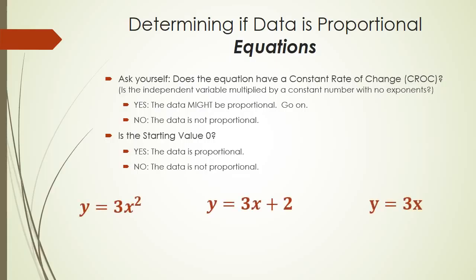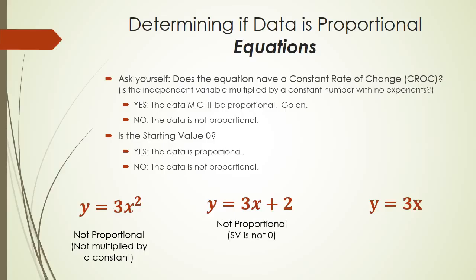So here are 3 examples. Go through and determine whether or not each of these equations represents a proportional or not a proportional relationship. Okay, the first one, y equals 3x squared, is not proportional because I am not multiplying by a constant. I have an exponent of 2 there. The second one, y equals 3x plus 2, is not proportional. It has a constant rate of change, which would be 3, but the starting value in this case is not 0. It's actually 2, so it can't be proportional.